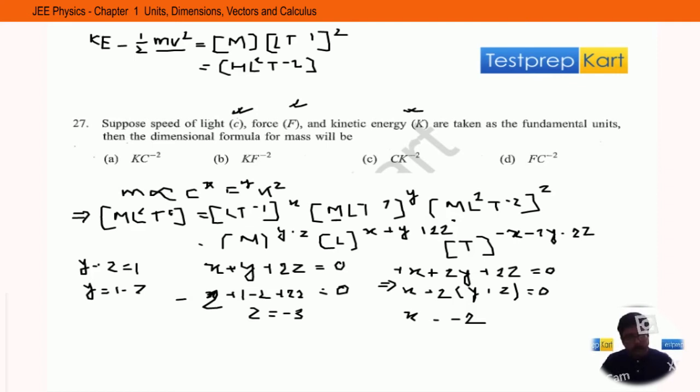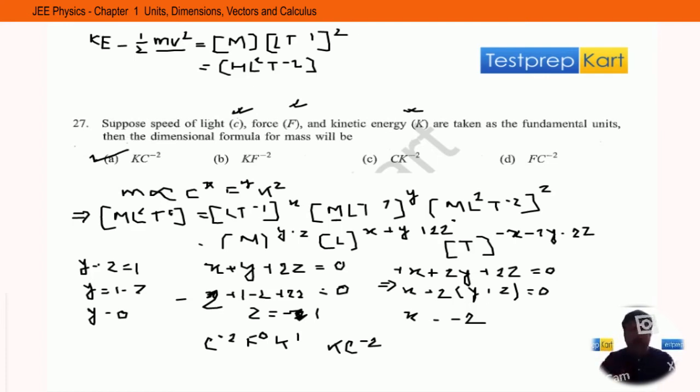So sorry, it is minus 1. So it is minus 1. So it becomes a 1. Now Z1, then Y should be 0. So we get the value. So the function should be c to the power negative 2, f to the power 0 and k to the power 1. So we can write kc negative 2. Right? So what is the answer? So the answer is A.